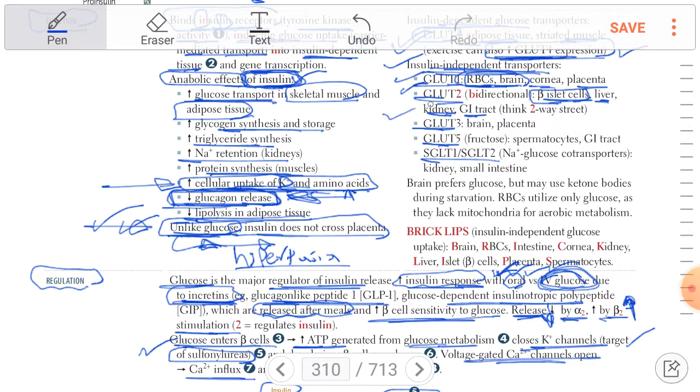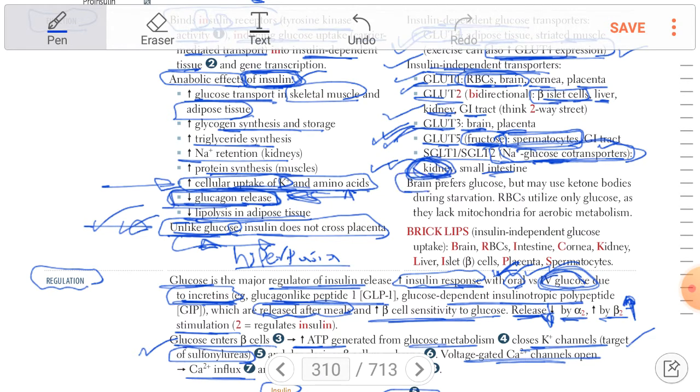Then we have GLUT3 in brain and placenta. We have GLUT5 for fructose, in spermatocytes. Of course also the GI tract, but spermatocytes because of fructose. So GLUT5 is the most important one there. Then we have sodium glucose co-transporter in kidney and small intestine. The most important one is kidney, because there are many drugs that work through this co-transporter. So you must remember sodium glucose co-transporter in the kidney.